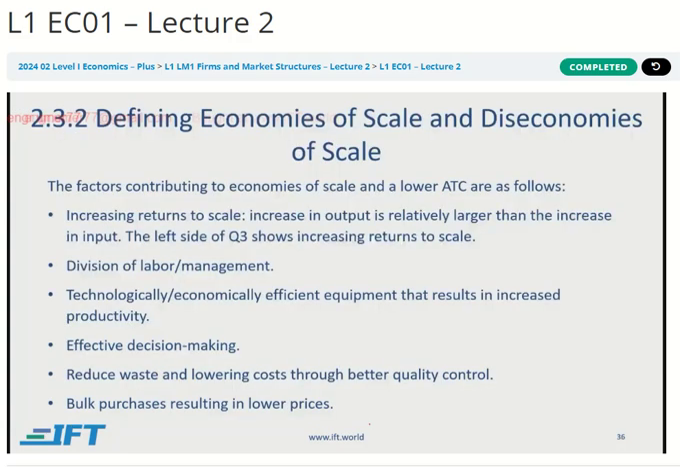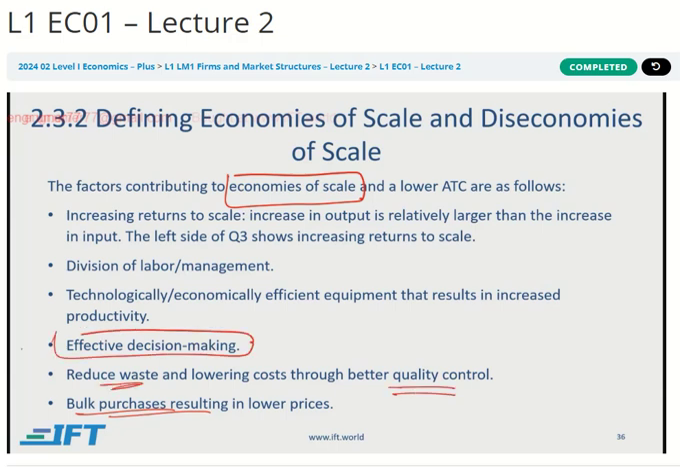Now, what are the factors that create economies of scale, and what are the factors that create diseconomies of scale? So let's talk about economies of scale first. So naturally, buying in bulk, right, it's going to lower your prices. You will reduce waste, you will have better quality control, effective decision making, better technology, better equipment, division of labor and management. So of course all of this is true. As you increase your business, your cost comes down.